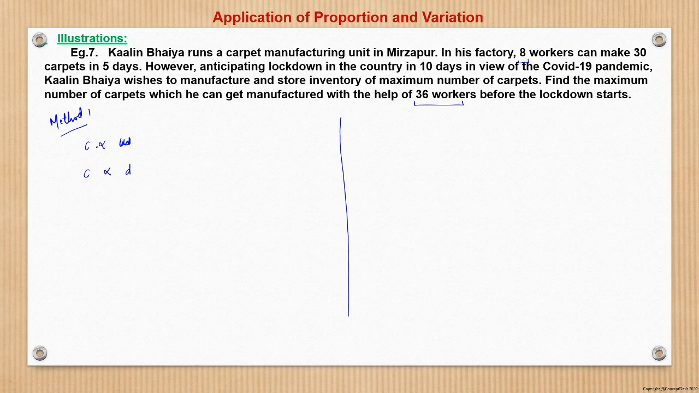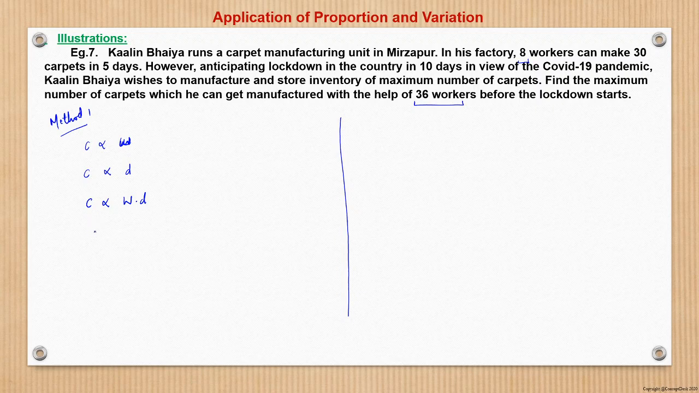One more thing we should remember in proportionality: when I'm saying more carpets to be produced, more workers are required, we are saying this assuming that the other factors are constant. Here the other factor is the number of days. So if the number of days is constant, then the number of carpets produced will be directly proportional to the number of workers required. Similarly, when the number of workers is constant, then if we have to produce a higher number of carpets, more days will be required. So now if I combine both, I can write C is proportional to W times D, right?